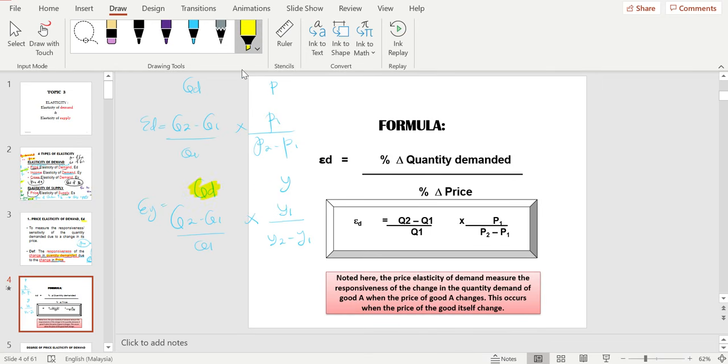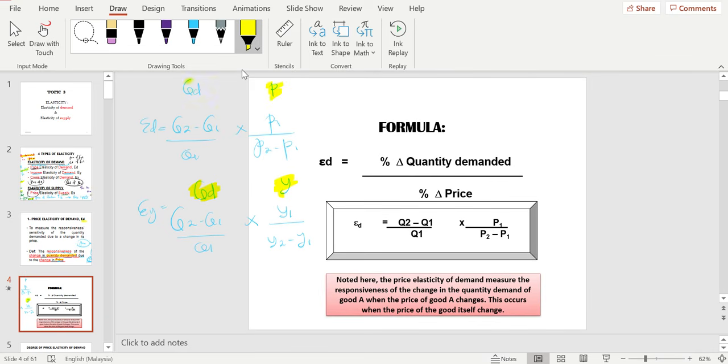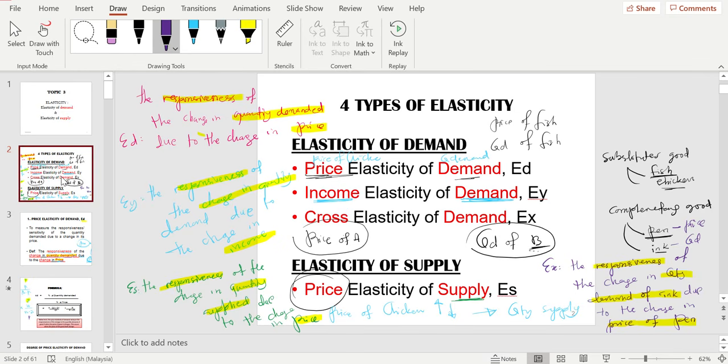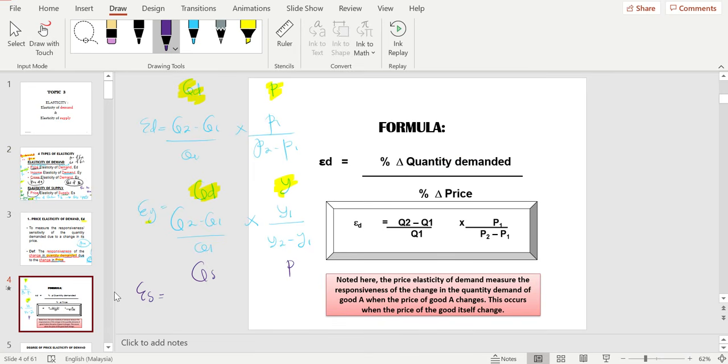Instead of P, it will be Y for the formula of EY, income elasticity. While if you want to make the formula for ES, what is ES? Price elasticity of supply. So here is QS, here is P, the relationship between price and quantity supply, isn't it? Okay, so how's the formula?